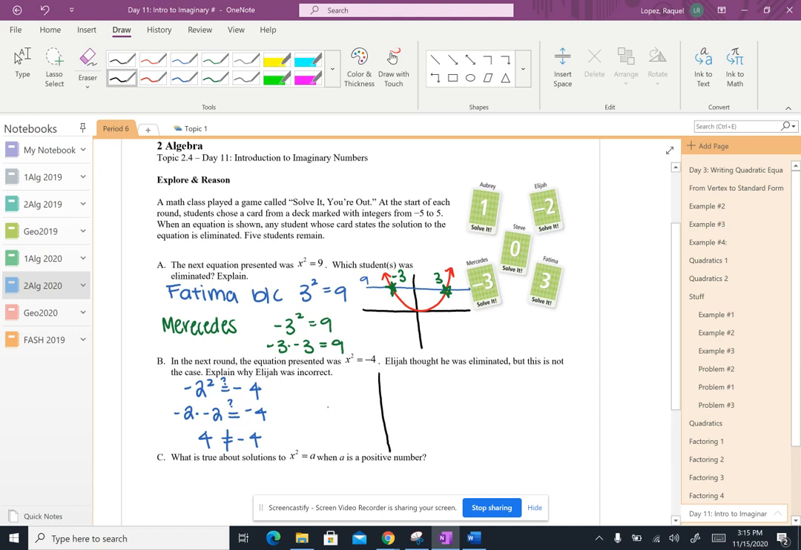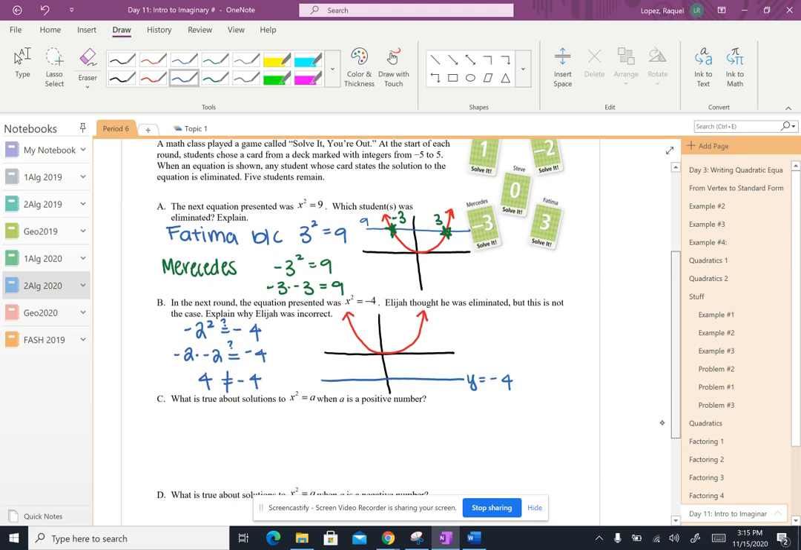If we want to visualize this on a graph again, we've got that same parent function of x squared. So we've got our red parabola. This time, for -4, that y value is going to be underneath the parabola. So this is the equation y equals -4. We can see that the parabola does not cross that blue line at all.